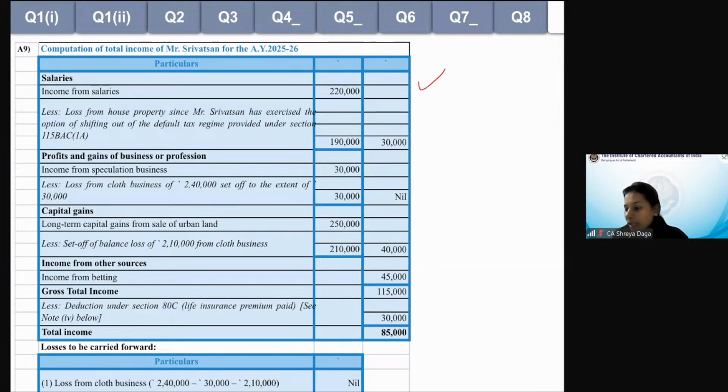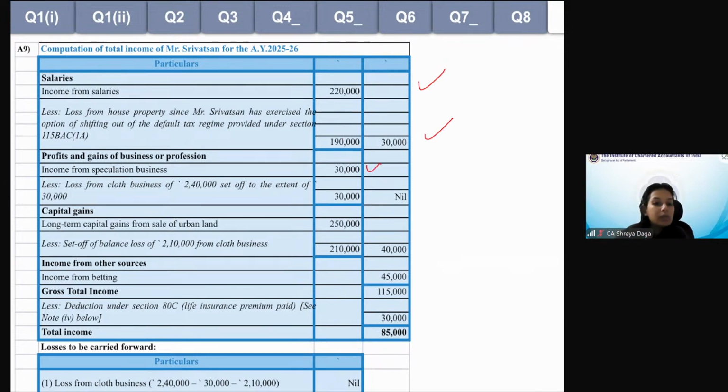So income from salaries you have taken. Now there is a loss from house property. In the old regime, you can set off up to 2 lakhs, and he has only 1 lakh 90, so you can set off. The balance remains 30,000. Then you have loss from cloth business, and you have income from speculation business and loss from specified business. So business heads, you have this much. Now speculation business income is okay, you plot it.